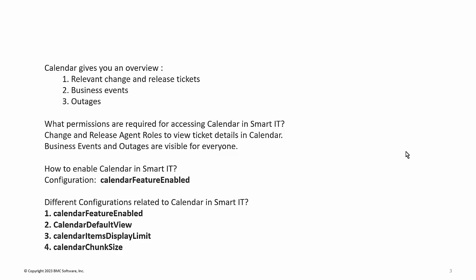Along with calendar feature enabled, the other configuration parameter available in Smart IT settings is calendar default view. Its value is set to time grid day or day grid month. Based on the selected value, the calendar displays in month or day format.